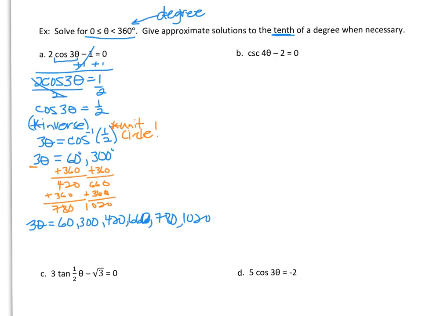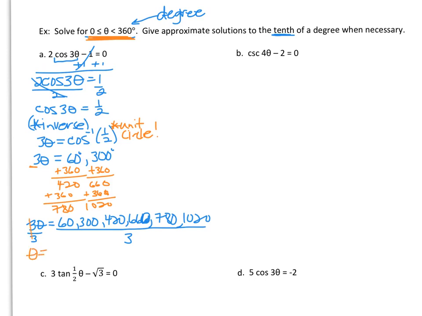Step 4, to get theta by itself, now is the easy part. Now all we're going to do is divide all of our answers by 3. And when we're done, we're going to keep our restriction in mind. All of our final answers will be between 0 and 360 degrees.